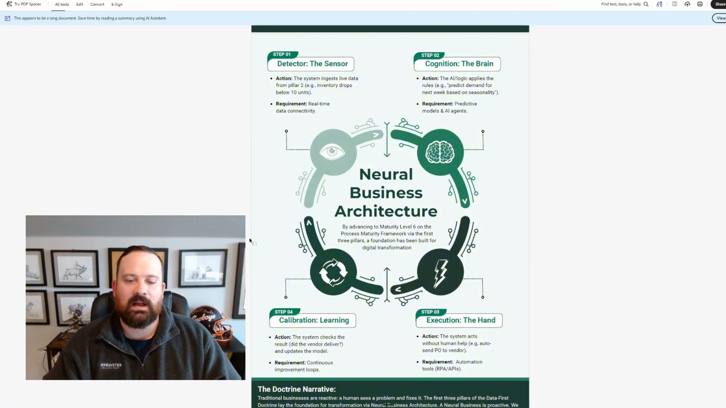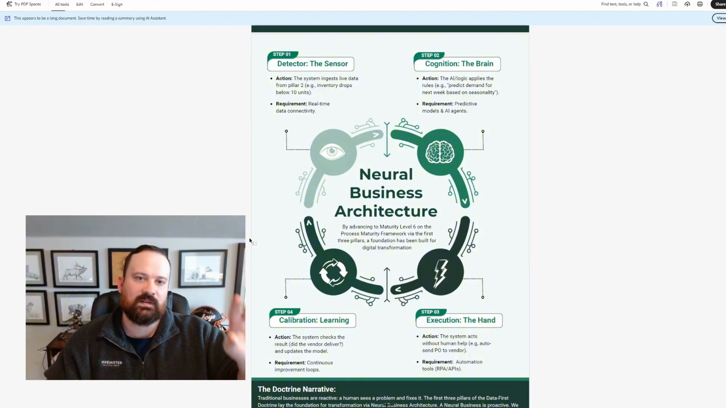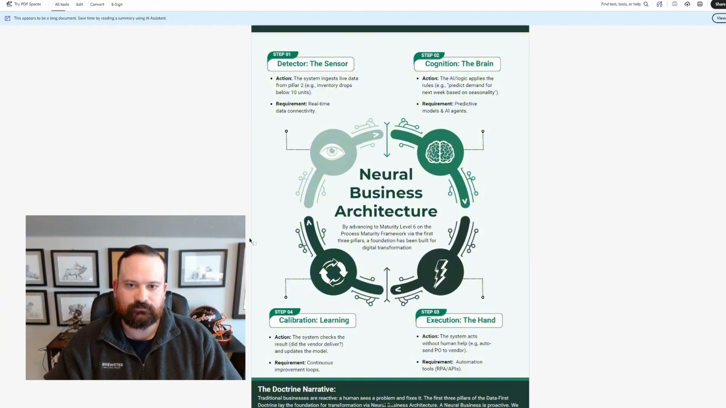And the idea behind neural business architecture is to build a thinking system that automates many activities in a value add way for your organization, right? So step one is the sensor. With your hierarchical data structure, you've now built an environment where you have data that can be ingested live by your sensor to look for things like inventory dropping, like sales spiking, like turnover, like unexpected email activity, whatever it is, right? You now have that ability with your data structures that you establish with Pillar 2 to create detection systems for things that are important to your business.